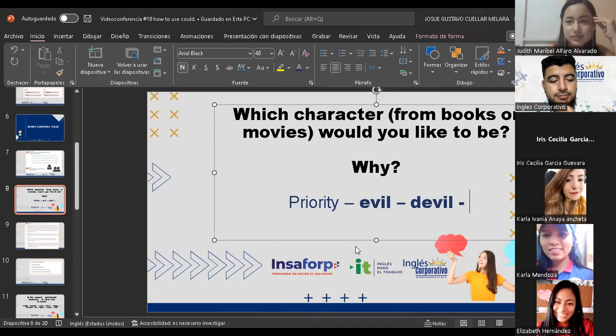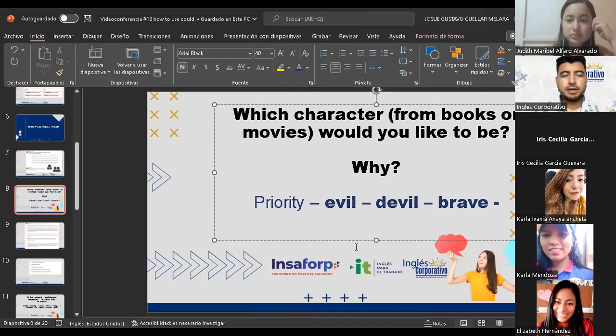Okay, maybe I would like Black Widow for her ability to be a cool spy and her... valuable. Brave. Information and get paid for it. Okay. And she's really brave. And also, you can make a cosplay. Podría hacer un cosplay, Iván, para la próxima. Tómalo de tarea. Yes, it's a very interesting character. Yes, I like all her appearances in the movies. Okay, Judith, and then we go with Juan.